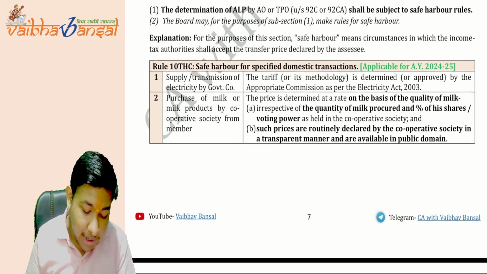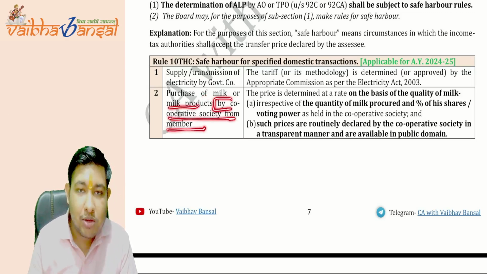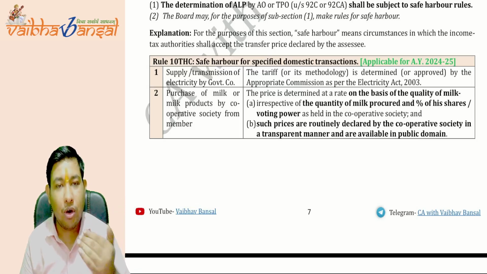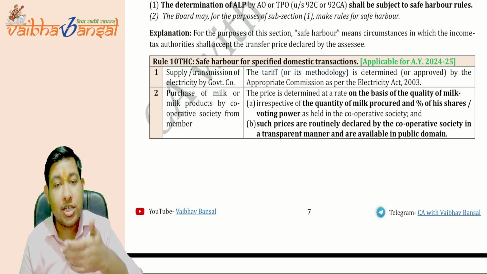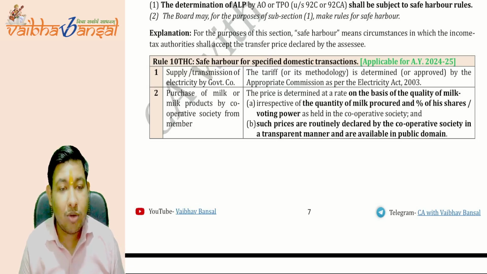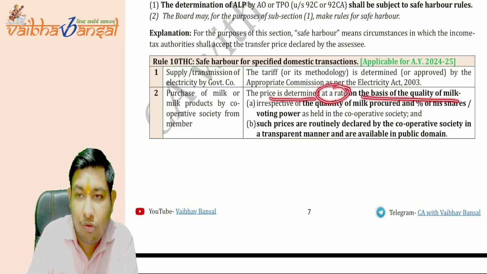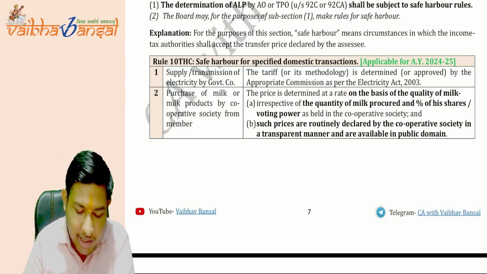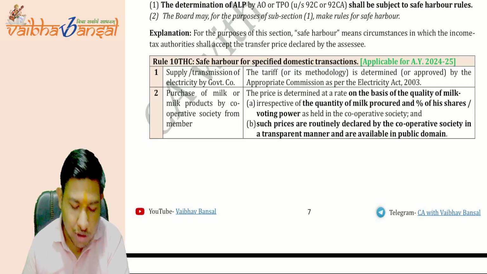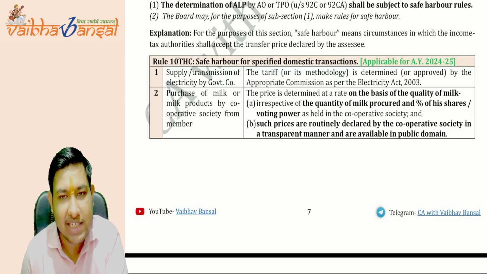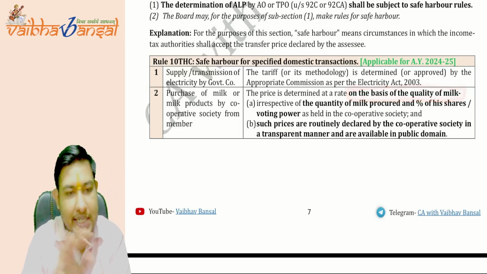This is said. Then, purchase of milk or milk products by cooperative societies from members. When the cooperative society is procuring milk or milk products from its members, the price is determined at a rate on the basis of the quantity of the milk. These are the two points, which are not much relevant. This section is also not very important for your examinations. You can just read it. It will be determined on the basis of the quantity of the milk. That's okay.